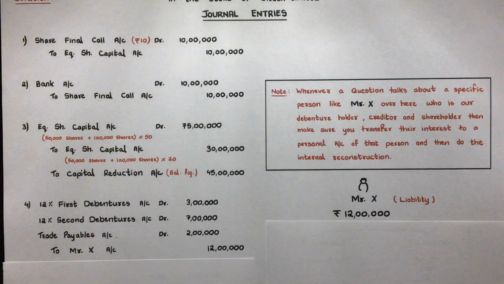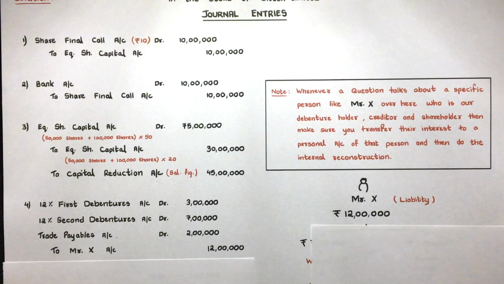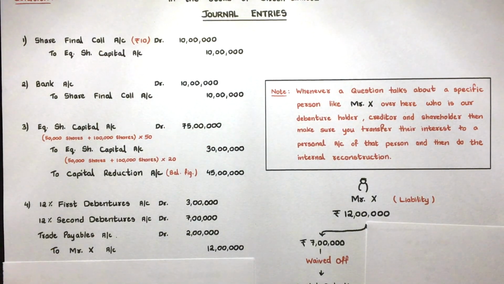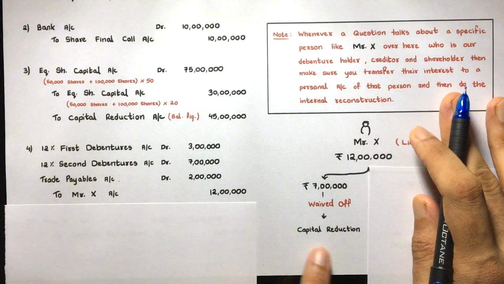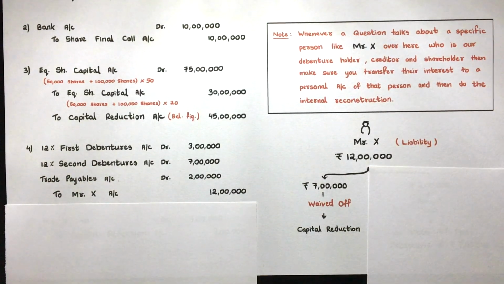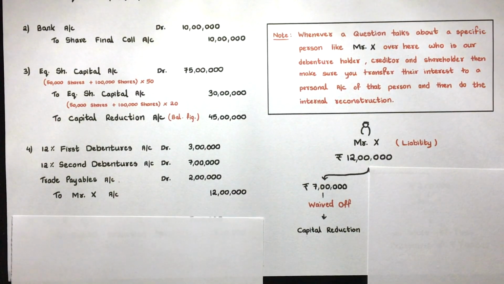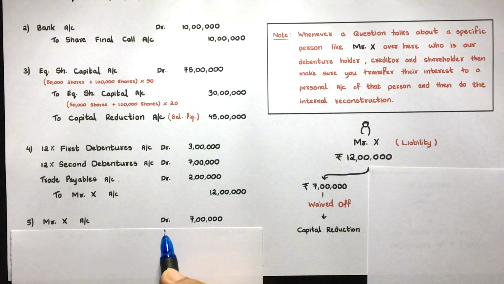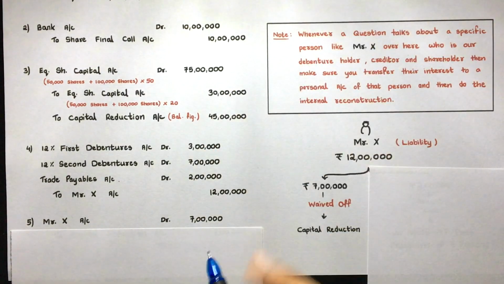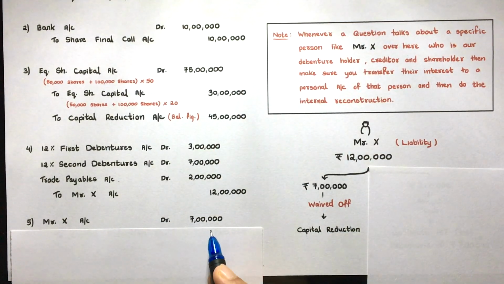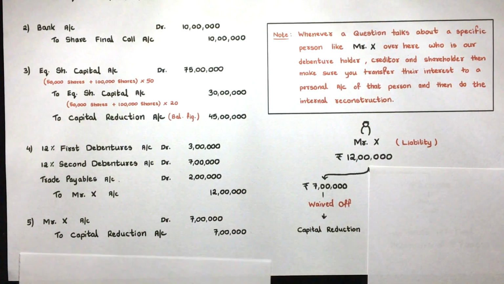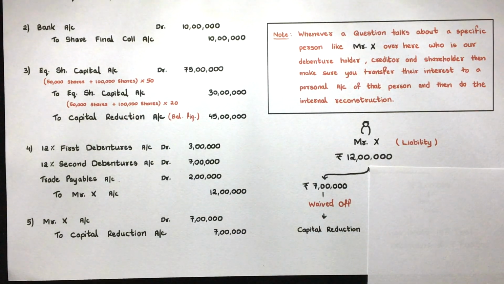Really simple. See here, make a flowchart and understand this properly. See, 7 lakh has been waived off and this will go in capital reduction. For this you have to pass an entry. What entry? See, really simple. Mr. X account debit, liability is gone. We don't have to pay 7 lakh to Mr. X. Debit the liability and cancel 7 lakh and that will go to the capital reduction account. Is it clear? Really simple and straightforward.